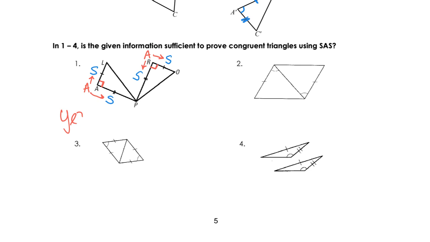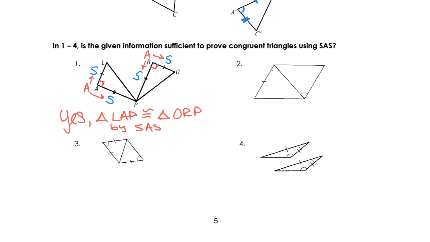And so this is a yes. These 2 triangles are congruent. We can say triangle LAP is congruent to triangle ORP by side, angle, side. Okay. All right, guys, number 2.